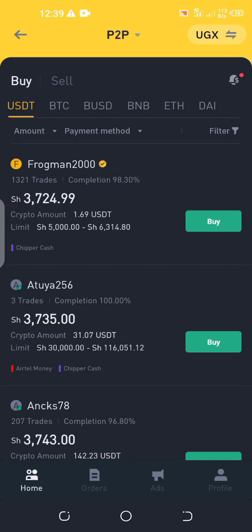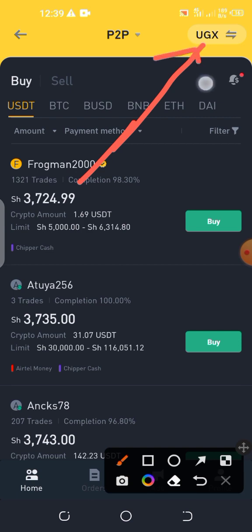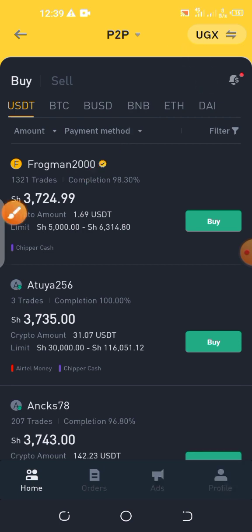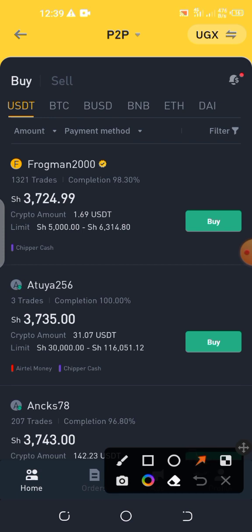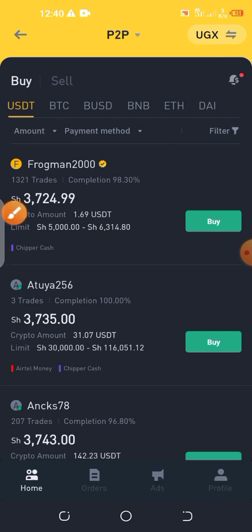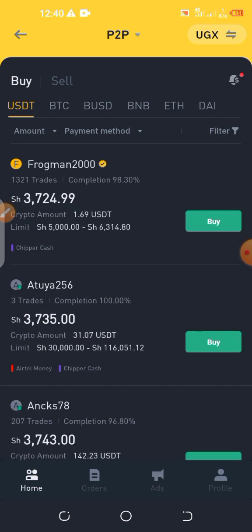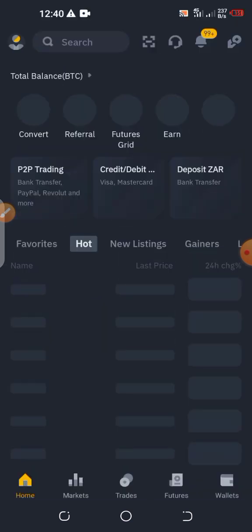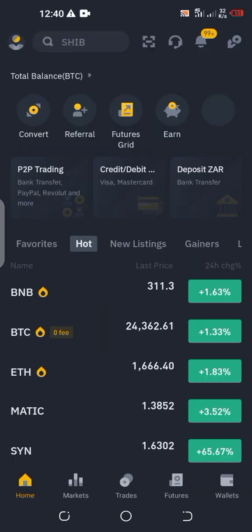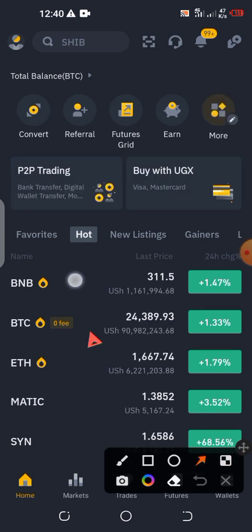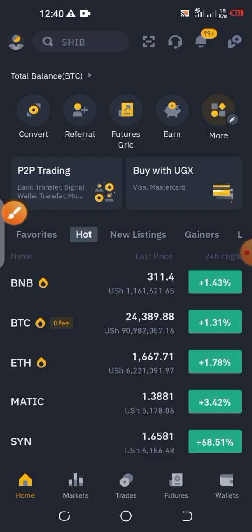So you see here, we are in UGX. We are going to turn this area here to Nigerian. But the first step is that we are going to buy. This is currently our P2P market on Binance. Remember, if you don't know where P2P is, you can find it here, on the home page. That's P2P trading on Binance.